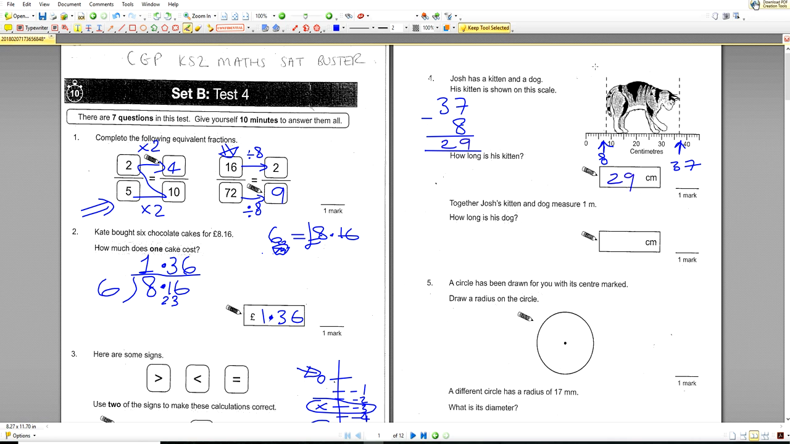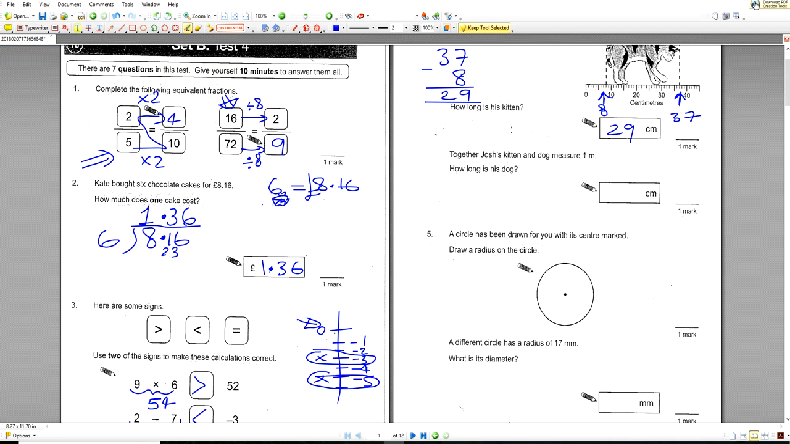So be careful, make sure that you understand that you've got to start reading here and you've got to stop reading here. Okay. So together, Josh's kitten and dog measure 1 meter. How long is the dog? So we have 29 centimeters for the cat. Add the measurement for the dog, and altogether that gives us 1 meter. Now remember, 1 meter changed into centimeters is 100 centimeters.